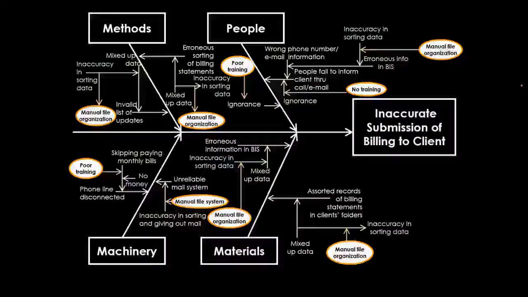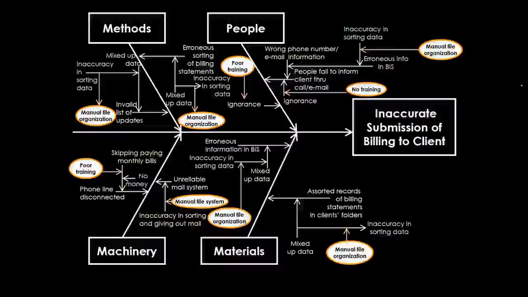If you introduce a proper file organization system, it will eliminate a number of issues. Mixed-up data is the first issue you have recognized. Then the next one, unreliable mail system, you have also recognized. But you are not going to answer those. You are going to go in depth to recognize the real root causes.